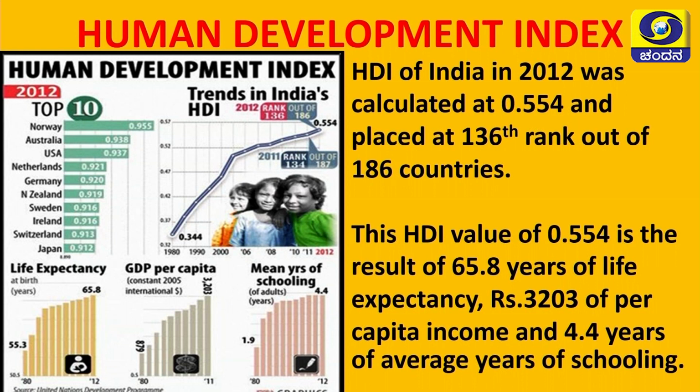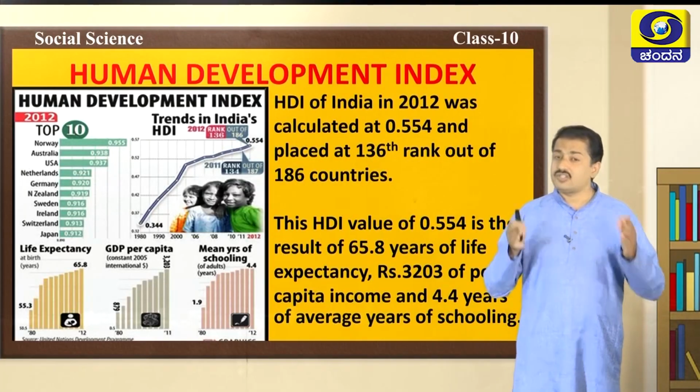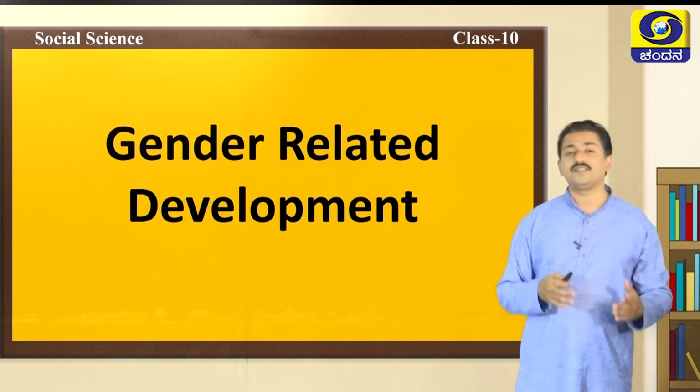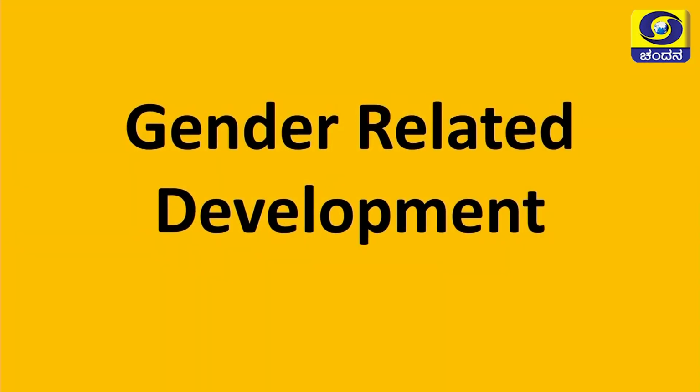This HDI value of 0.554 is the result of 65.8 years of life expectancy in India, rupees 3,203 per capita income, and 4.4 years of average years of schooling. That means ours is still developing. Dear students, I hope you have understood all the concepts taught so far. Now I teach you the next topic, gender related development.